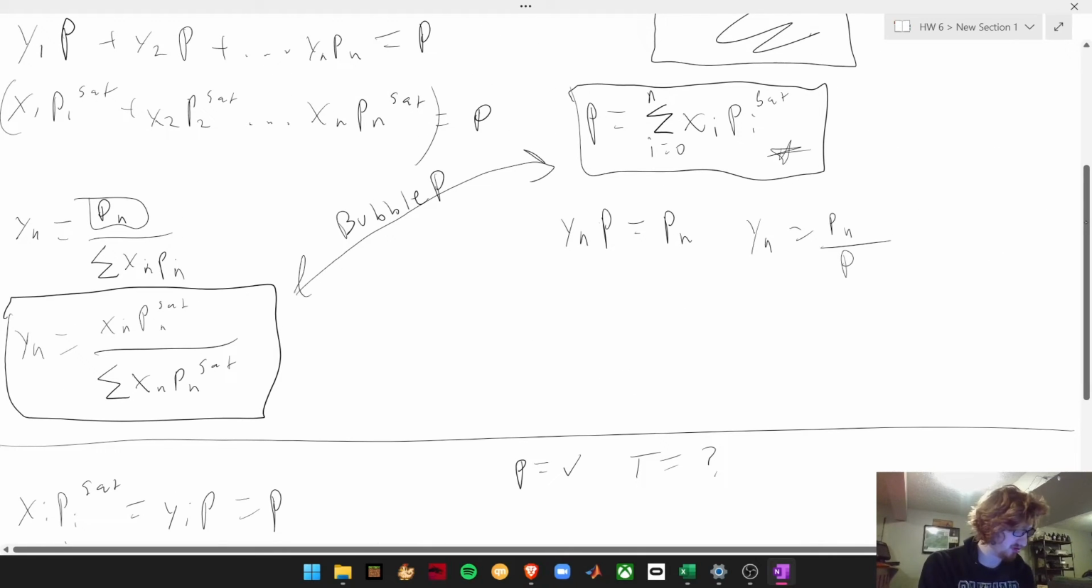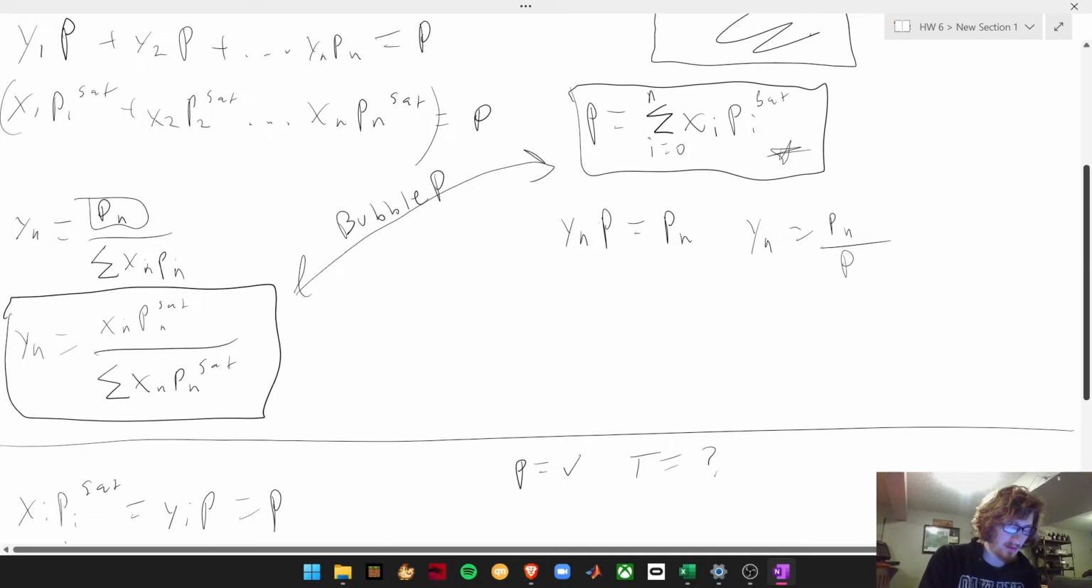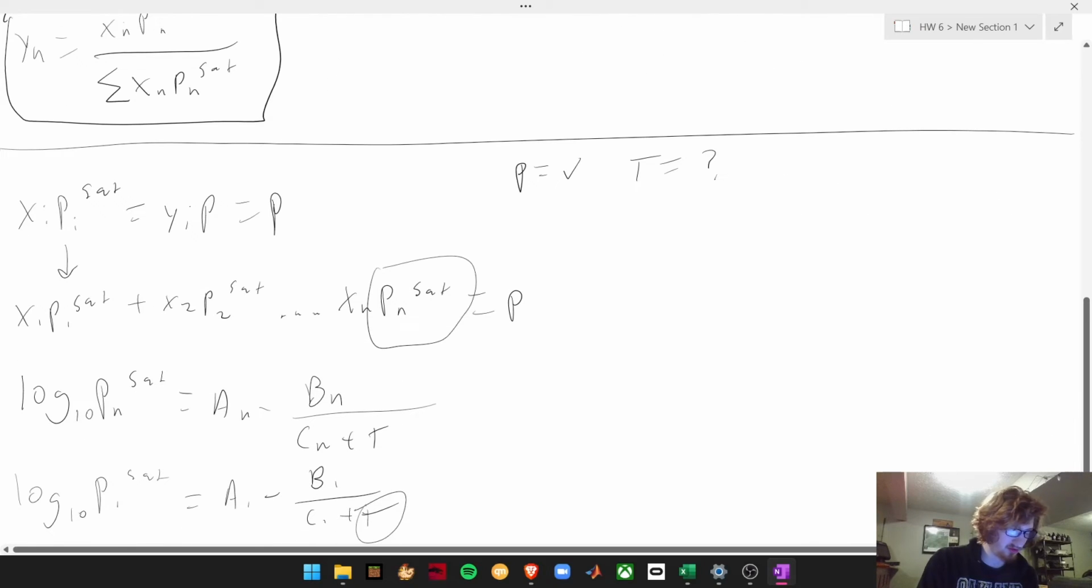Whereas with the bubble pressure, it's a pretty simple equation. So we could actually do this with a calculator because we know the liquid components and we know the saturation vapor pressures of each of our components because we know the temperature. So all we'd have to do is sum these up in a calculator and divide. So now we can look at the dew temperature and pressure.